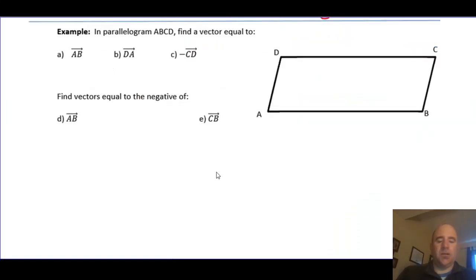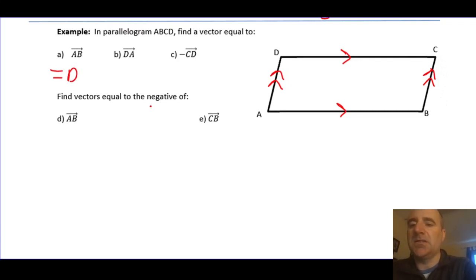Okay, in this next example, we've got a parallelogram ABCD. So opposite sides are parallel and they also have the same length. We will deal with parallelograms quite a bit in this course, and we will have vectors in parallelograms. So find a vector equal to AB. Well, here's vector AB. Vector DC is parallel and has the same length, so therefore it is equal to AB. Vector DA is this side from D to A. Well, CB is the exact same vector, so that is equal to CB.